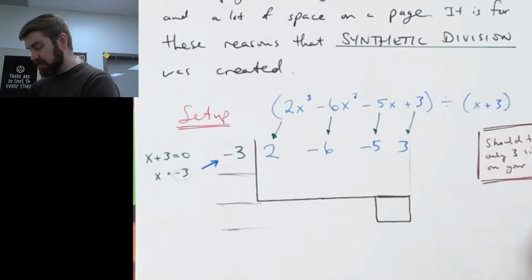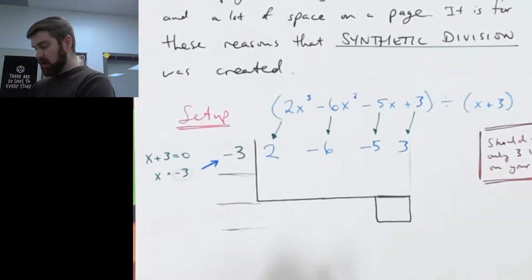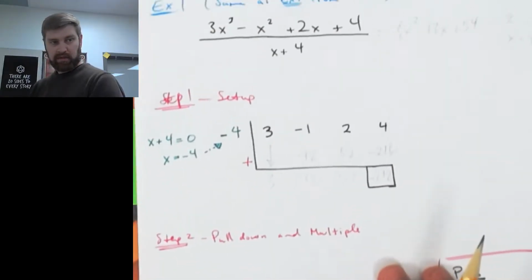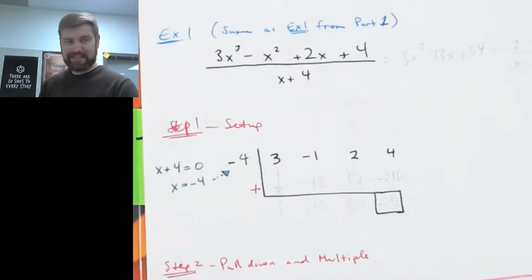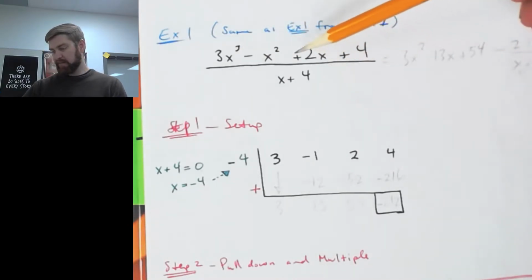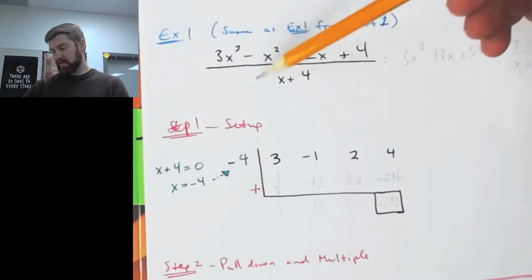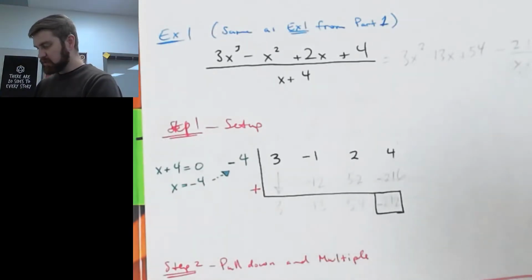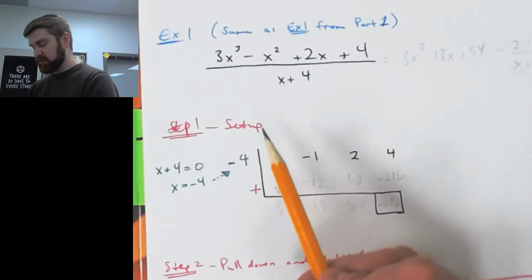Now that we have our proper setup, I'm going to use an example on the next page to show you what to do after this. We're going to use the exact same example that we did from part 1 of dividing polynomials: 3x cubed minus x squared plus 2x plus 4 divided by x plus 4. This time we're setting it up like a fraction. Step 1 is to do the setup.